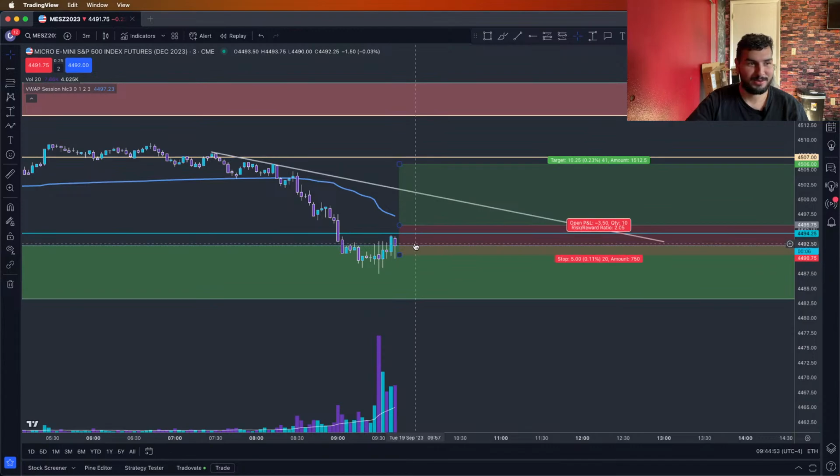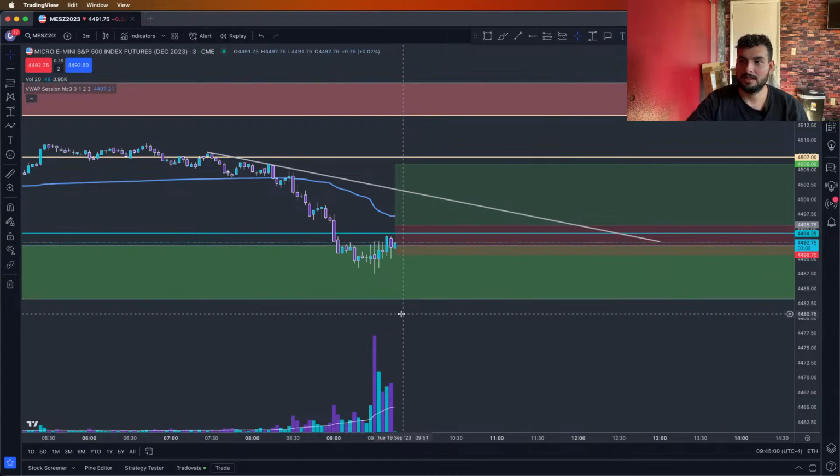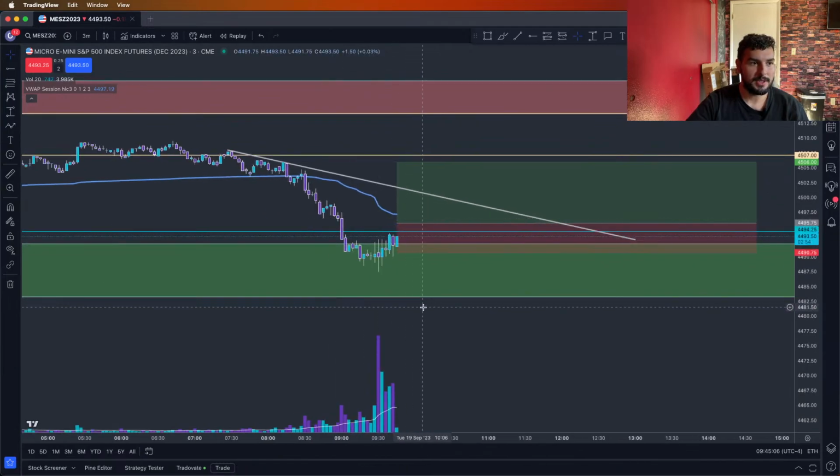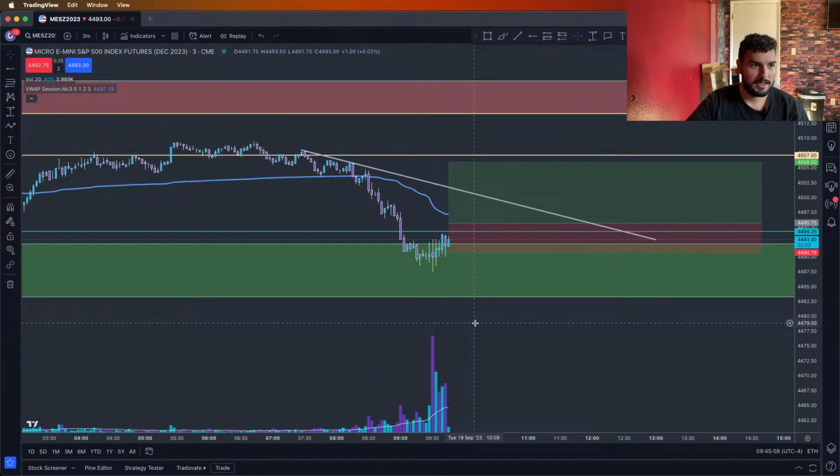So you guys can see so far we had some type of resistance here. We see sellers coming in. I just saw some aggressive buying step in. We're gonna see how it plays out.